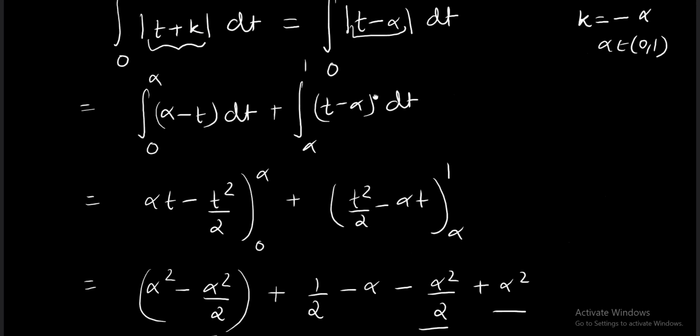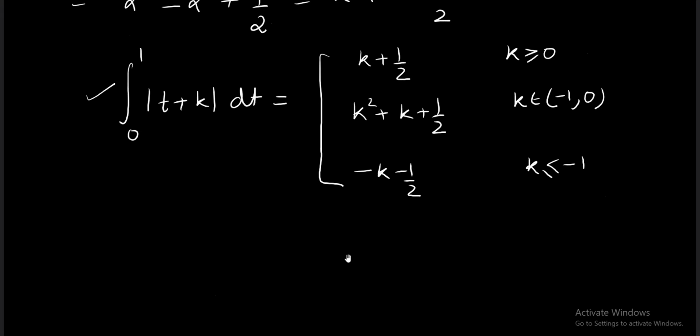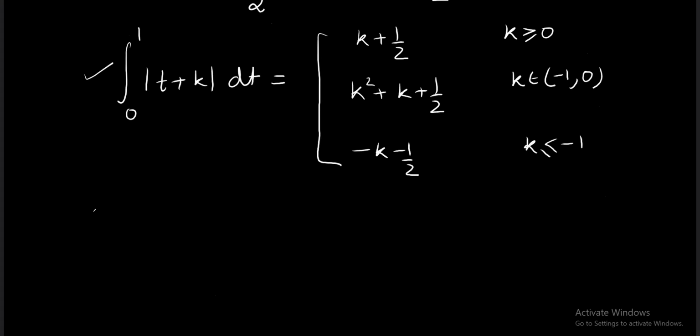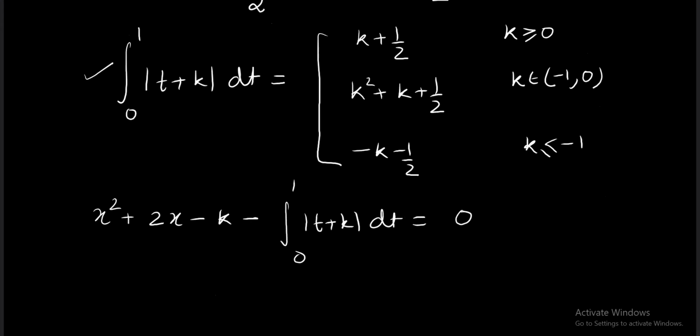Yes, so this is the value that we got. Okay, all the 3 values are ready now. So let us go to the discriminant of the quadratic. What is the quadratic? Let's write first. So the quadratic is actually x square plus 2x minus k minus integral 0 to 1 modulus of t plus k dt equals to 0. We'll be finding out the discriminant.